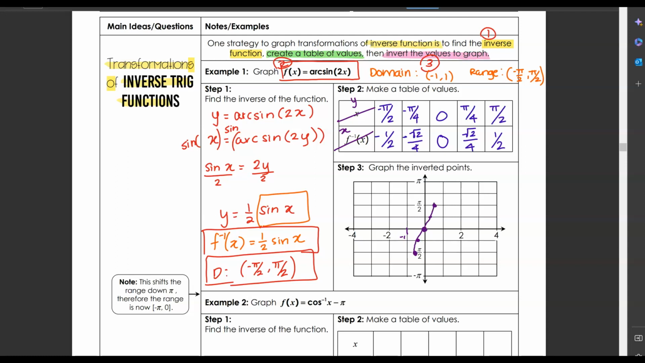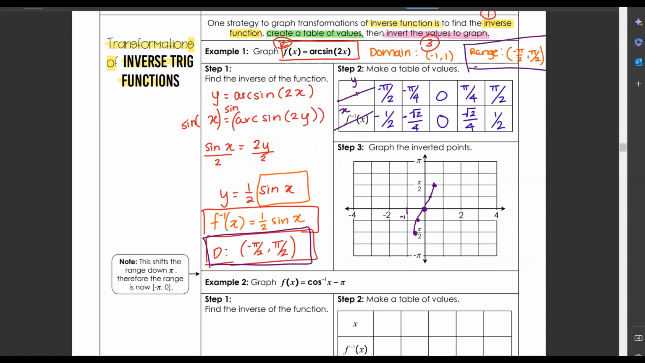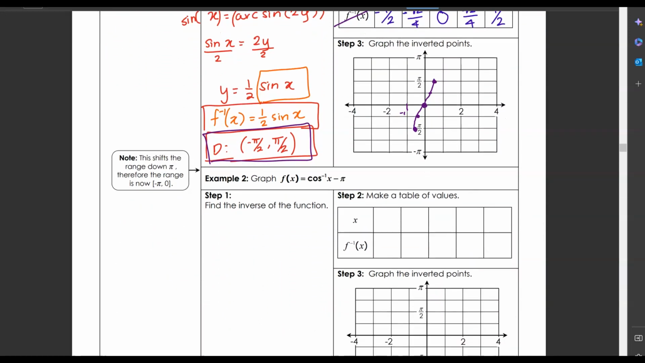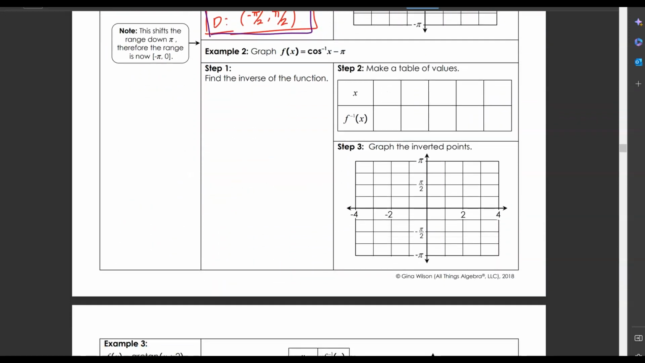And this is the entire graph, because remember that we are restricted by this domain and this range. Because it's a restriction, notice that this is a graphed segment. We don't have lines stretching off from this. That is the entire graph. Okay. All right, let's take a moment and look at example 2 here.